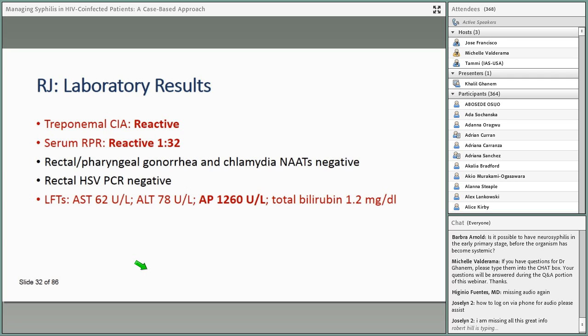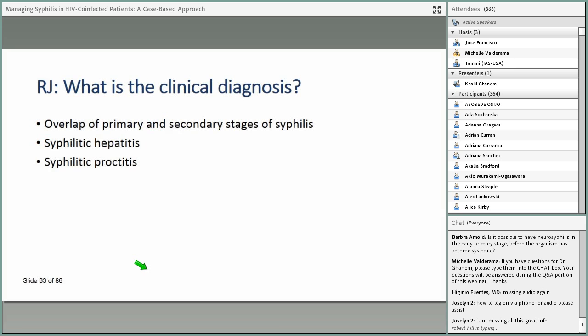And so this is RJ's pictures. These are the pictures. And so you can see here, he essentially has the ulcer, which is a classic, well-demarcated, painless ulcer, and you can also see the rash that he has on his body.